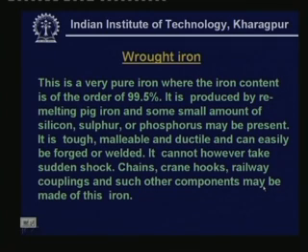And you can see the uses of such wrought iron are in the form of chains, crane hooks, railway couplings and such other components in actual use. So, the uses of wrought iron are really seen in actual practice to a great extent. As you can see, very common types of machine elements are made of this.